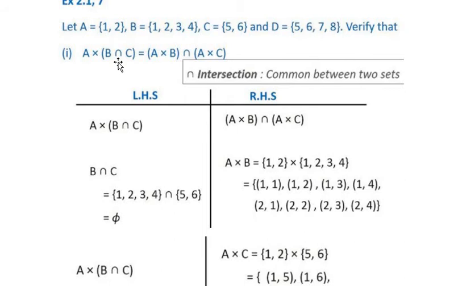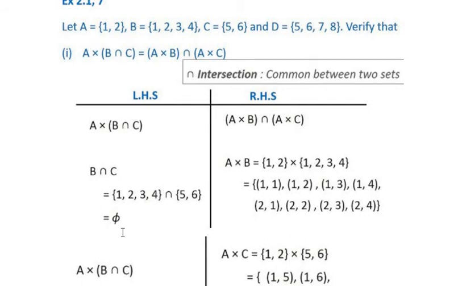First of all, in the LHS we have A cross (B intersection C). So we will find B intersection C first. Now clearly we can see that B and C don't have any element in common. So A cross (B intersection C) will be {1, 2} cross the null set.